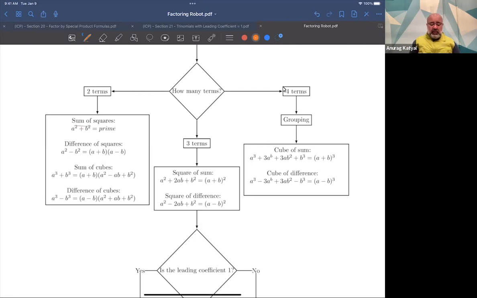That means I have to somehow convert or reframe my problem either as a sum of squares, which means there's going to be a plus in the middle, a difference of squares, which means there's going to be a minus in the middle, or a sum of cubes, plus in the middle, or a difference of cubes, minus in the middle. So how do you know which formula to use between the squares and the cubes? Well, the cubes have 3's in them. The squares have 2's in them. And hopefully that's clear enough.